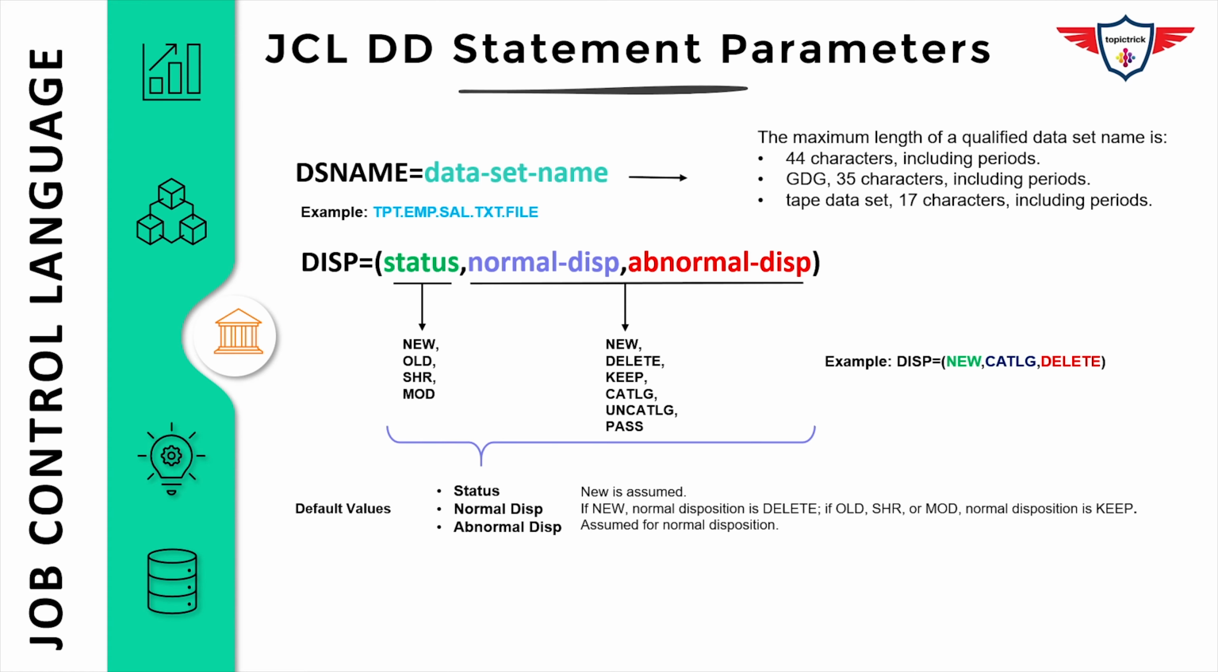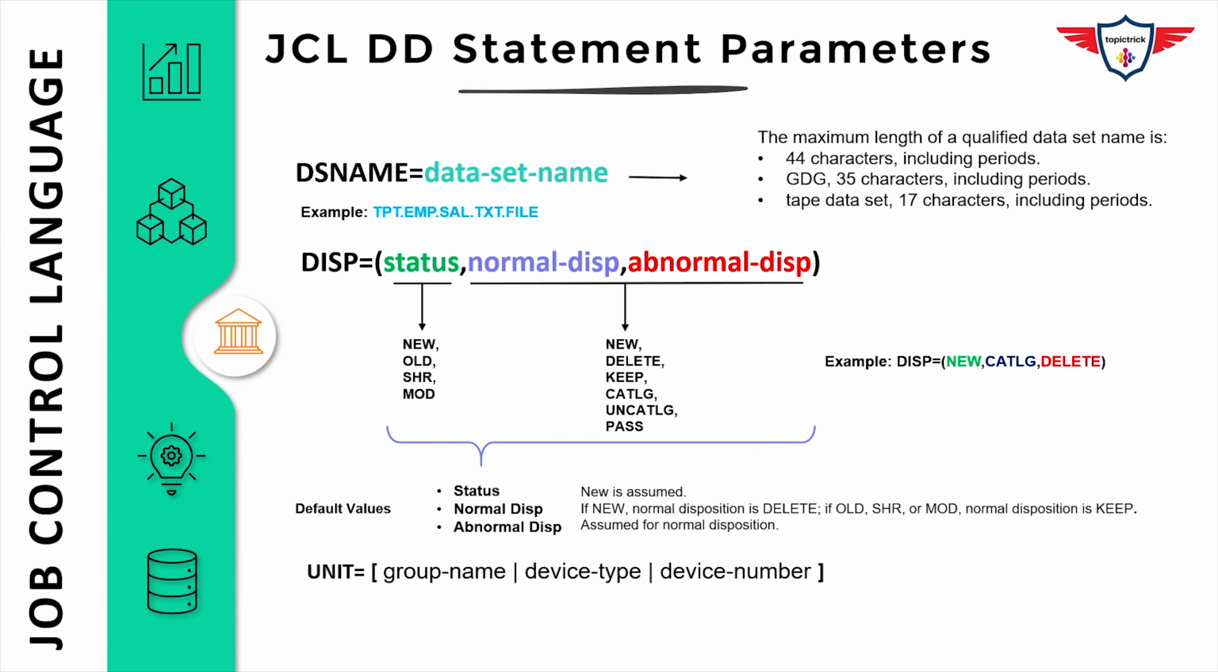In case you do not specify status, then new will be assumed. And in case you do not specify normal disposition, then based on the status value it will assume one. For example, if you specify new, then normal disposition would be delete. If the value is old, share or mod, then normal disposition is keep. And similarly, abnormal disposition values are also assumed in case you do not specify those values.